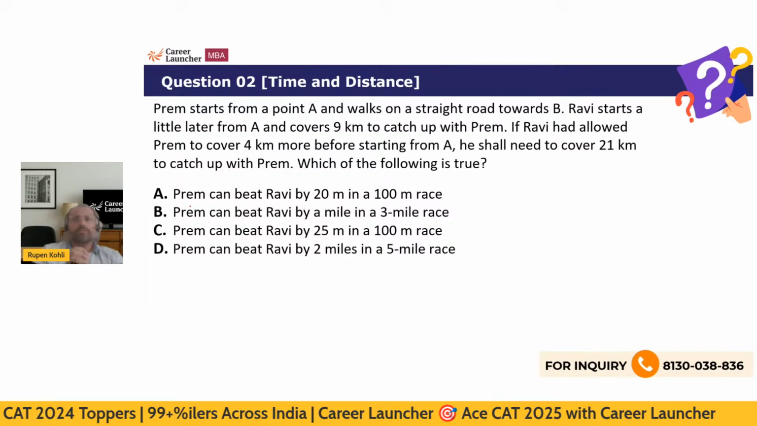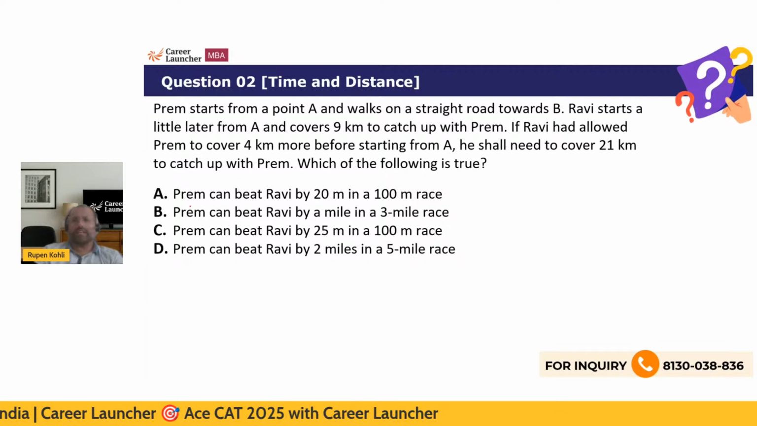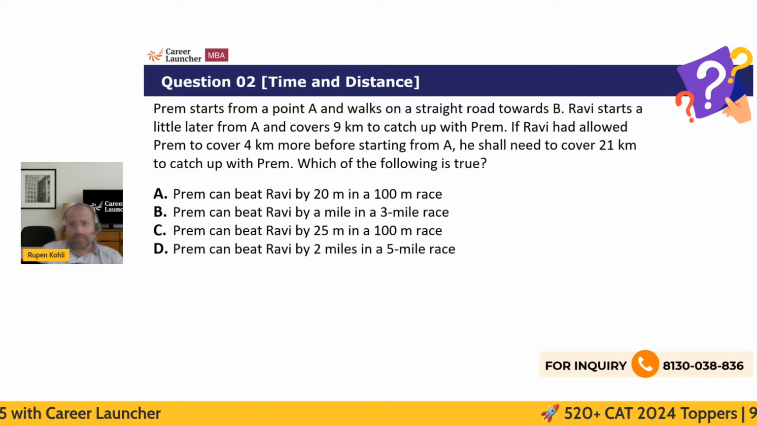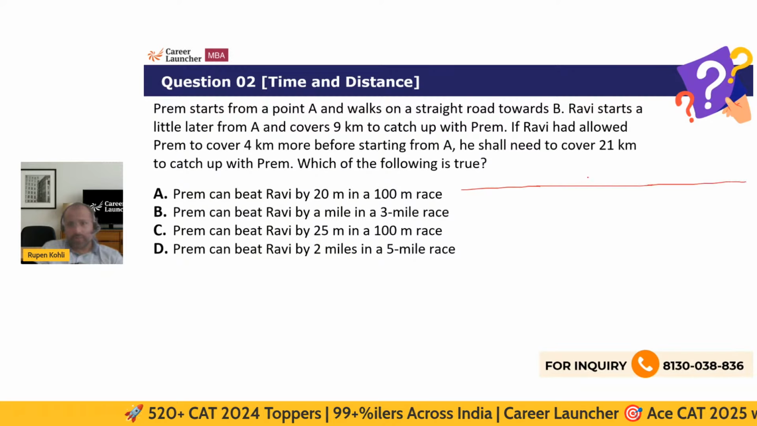Okay, so I'm starting to discuss, right? Prem starts from a point A and walks on a straight road towards B. Perfect. Let's draw a diagram for this. There's a point A and there's a point B, right?